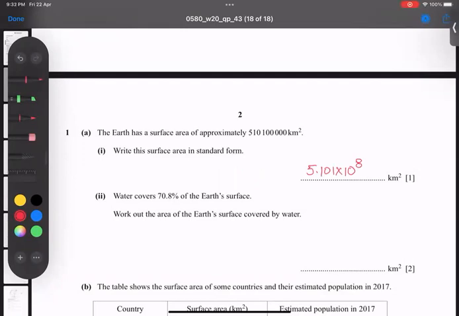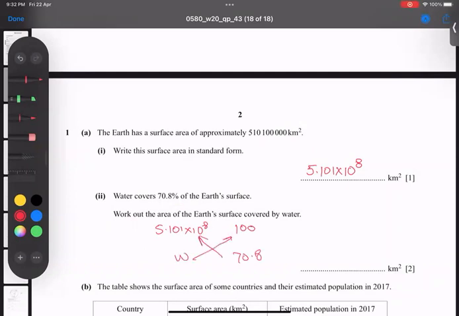Water covers 70.8% of Earth's surface. This is the total Earth surface. Total means full, full means 100, or it's called original. So this will be treated as 100%, and I want to find 70.8 percent. Work out the area covered by the water. So we're looking for what? 5.101 into 10 to power 8 is equal to 100%, and I want to find 70.8 percent. This is W for water.